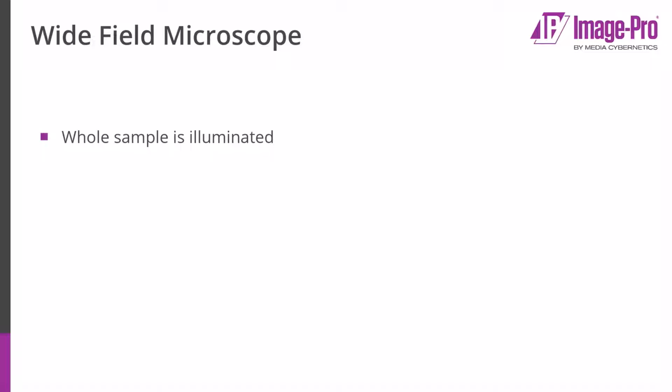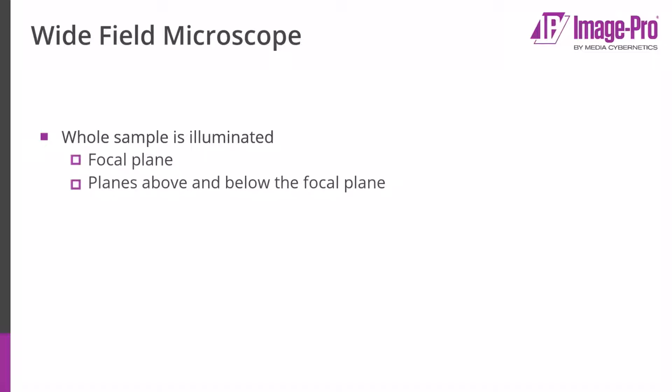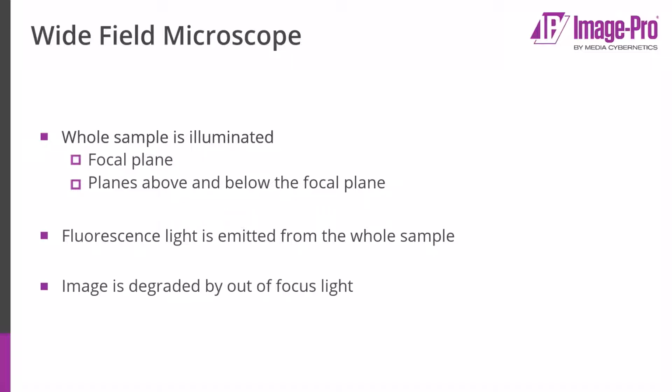Let's briefly consider why deconvolution is such a useful method. In the wide field microscope, the whole sample is illuminated. So whilst the focal plane is illuminated at the highest intensity, planes above and below the focal plane are also illuminated. And the effect of this is that fluorescence light is emitted from the whole sample. So we get emission from the focal plane and from planes above and below the focal plane, meaning that the image becomes degraded by out of focus light.